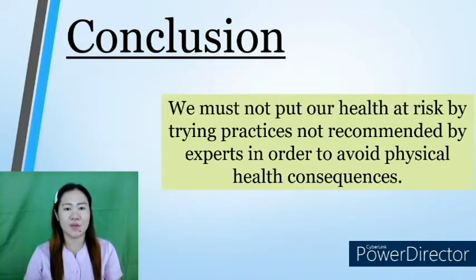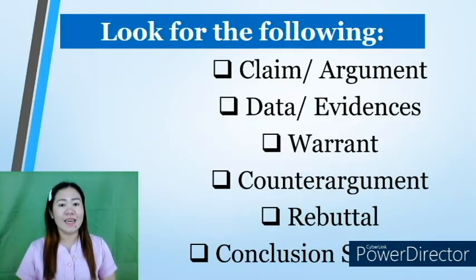physical health consequences. And again, here are the things that you should look for in extracting information from an argumentative text. Number 1, claim or argument. Number 2, data or evidences. Number 3, warrant. Number 4, counter-argument. Number 5, rebuttal. And number 6, conclusion statement.